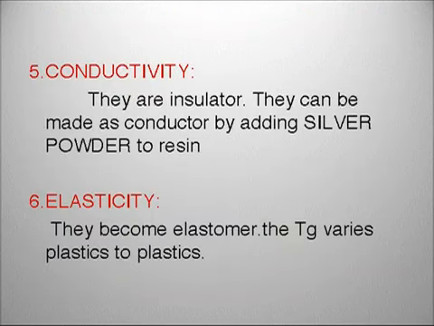Conductivity. We know plastics are insulators. They can be made conductors by adding silver powder to resin. The next important property is elasticity. Plastic becomes elastomer. The Tg varies from plastic to plastic.